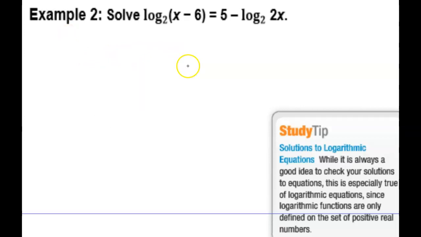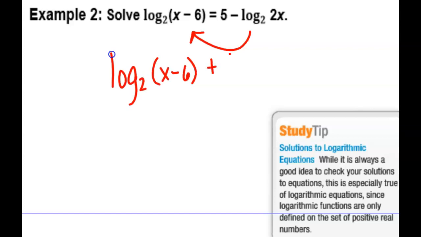Example 2. Oh. If this just said log equals log, we'd be golden, but it doesn't. This is a weird example. I think our best bet is to add this log over to this side so that all the logs are on one side. Log base 2 of x minus 6 plus log base 2 of 2x equals 5. Okay, we did these yesterday. When there's two logs on one side and none on the other, we need to combine those two. That's why we had to learn those stupid properties.